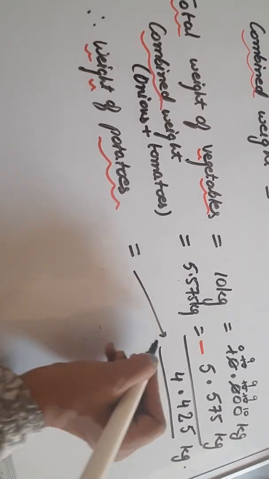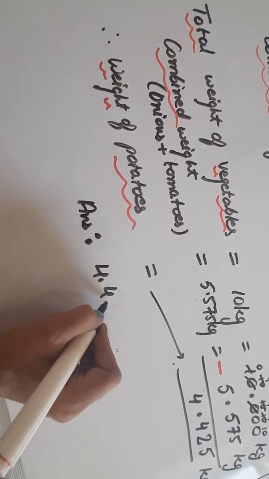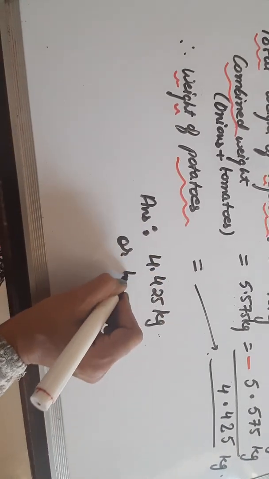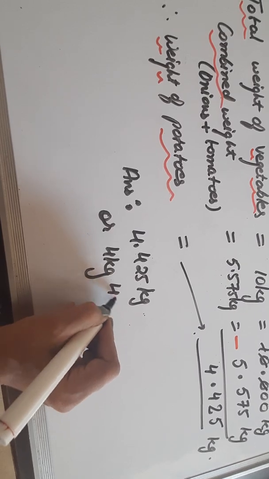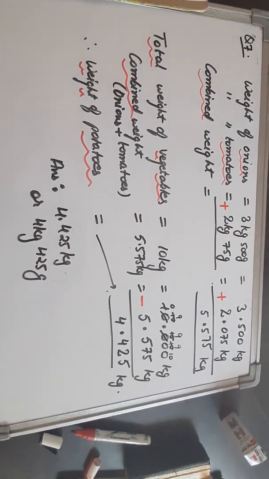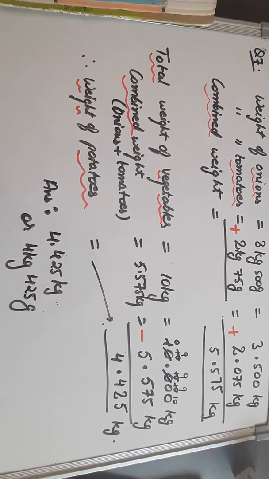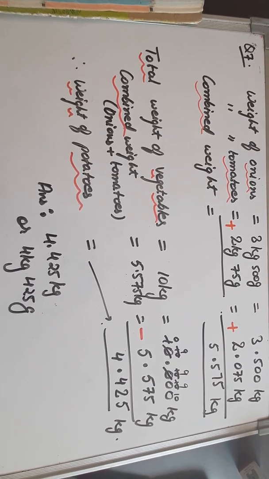So this will be the answer to this question. 4.425 kilograms of potatoes, or we can write it as 4 kilograms, and for these decimal values, we'll write 425 grams. So this will be the answer to this question. So dear students, I hope the question is clear to you, all the questions. So do all these questions in your notebook. Thank you.